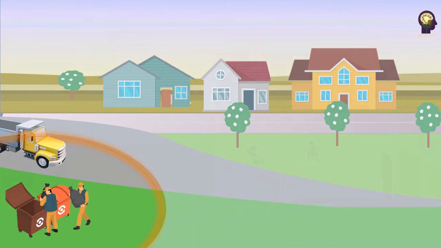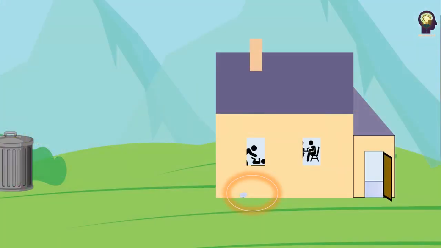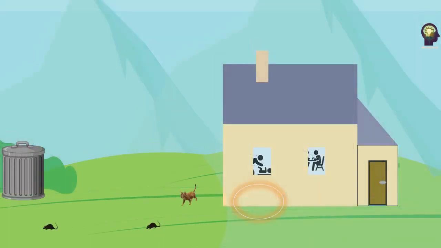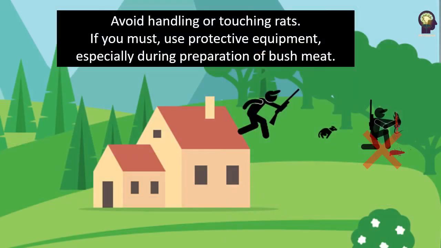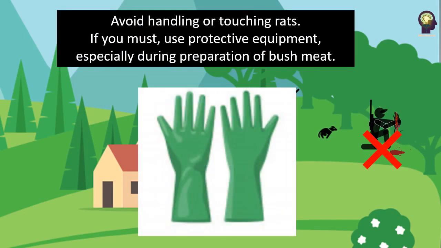Prevent rodents from entering your house by blocking all holes around your home, including holes that lead to your house ceiling. Avoid leaving your house doors open. Cats are helpful in keeping rats away from homes. Avoid handling or touching rats. If you must, use protective equipment, especially during preparation of bush meat.